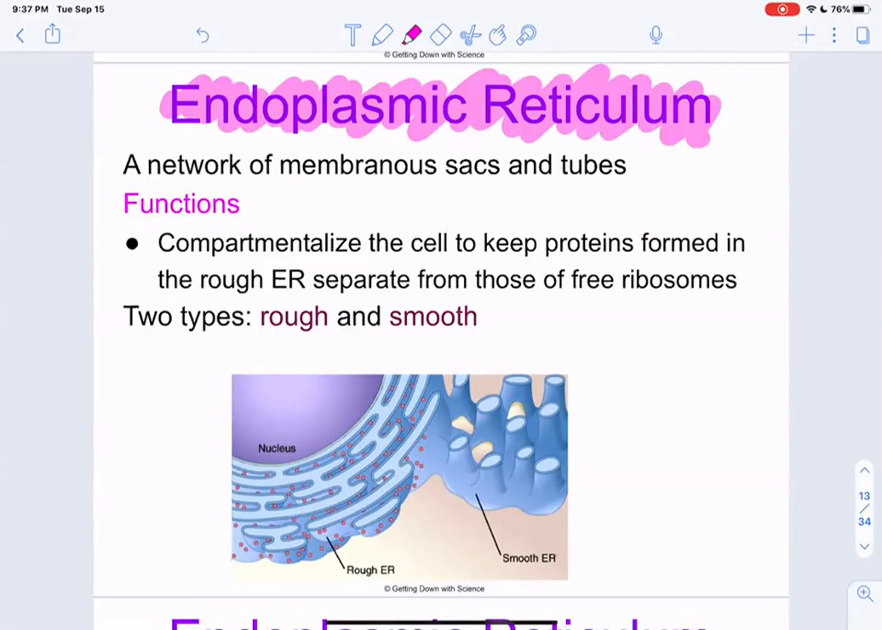What it is, is a network of membranous sacs and tubes. And the whole point of having this is to compartmentalize the cell, to keep proteins that are found in the rough ER separate from the cytosol. And we're going to have two parts. We're going to have this rough ER, and the smooth ER.